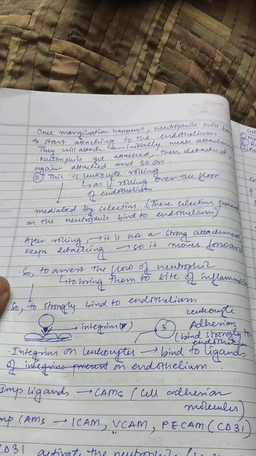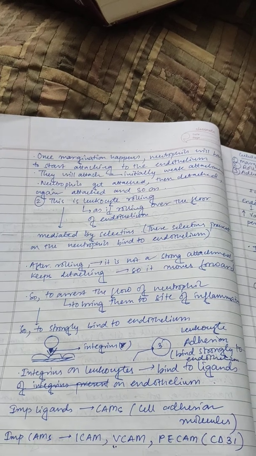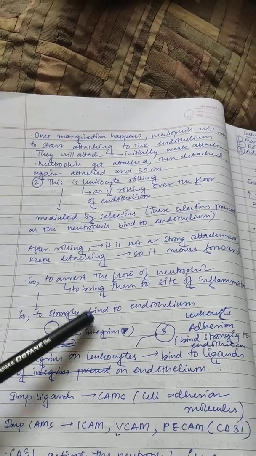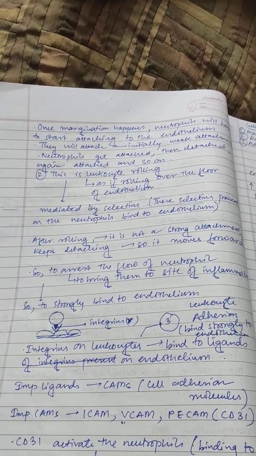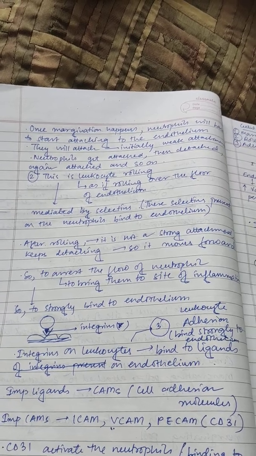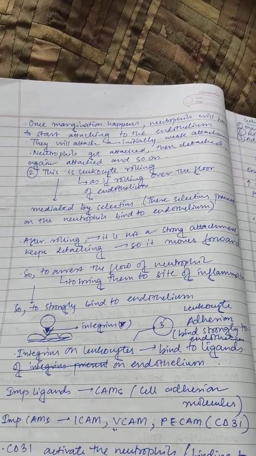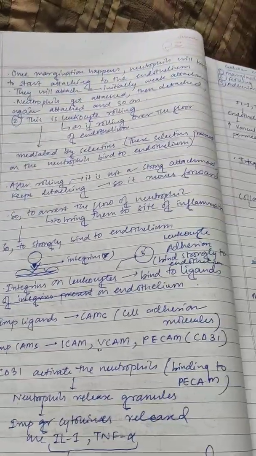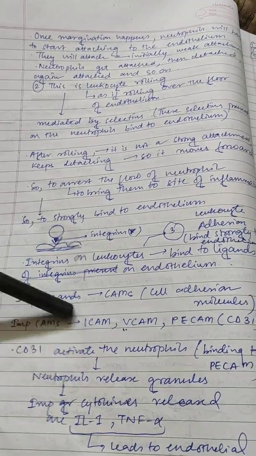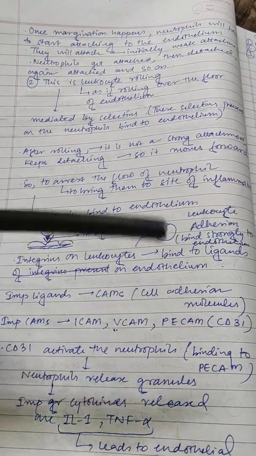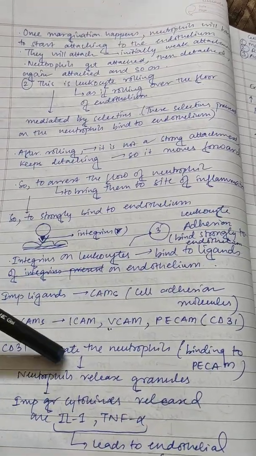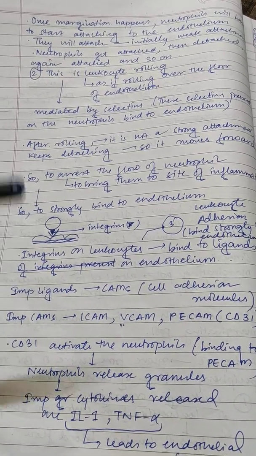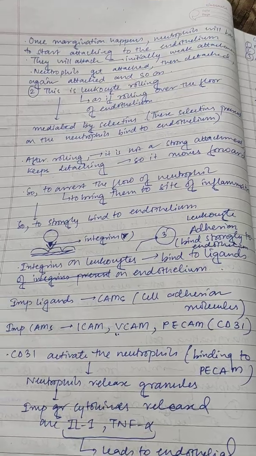The important ligands I was talking about, present on the endothelium, are cellular adhesion molecules, or CAMs. The integrins in the leukocytes will bind to these ligands on the endothelium. So what are the important cellular adhesion molecules? It is very important, we need to know. First is ICAM, VCAM, and PCAM, which is basically CD31. These three are important. These are the important cellular adhesion molecules involved in this process.